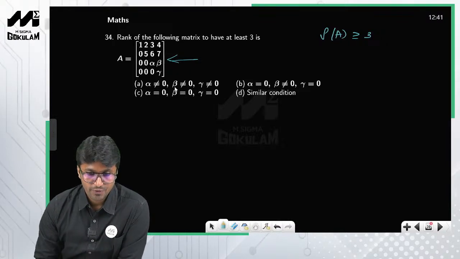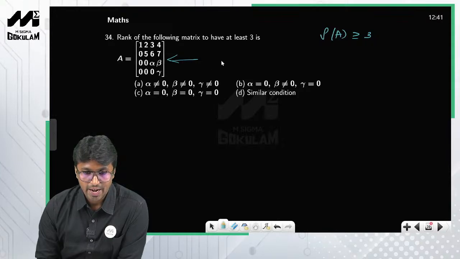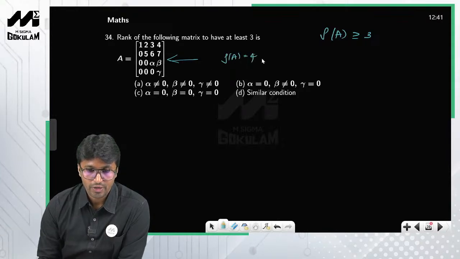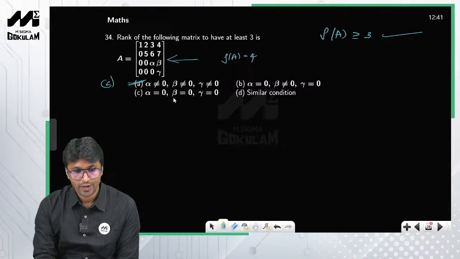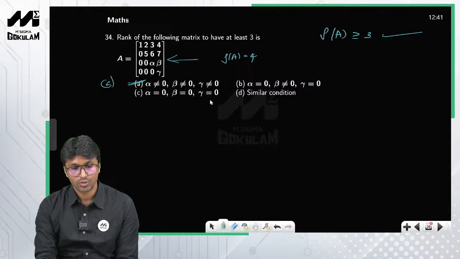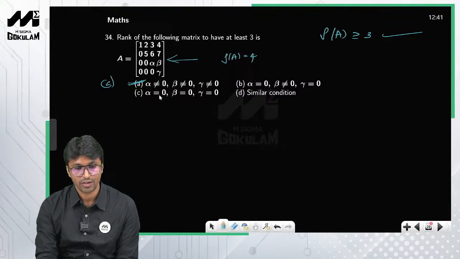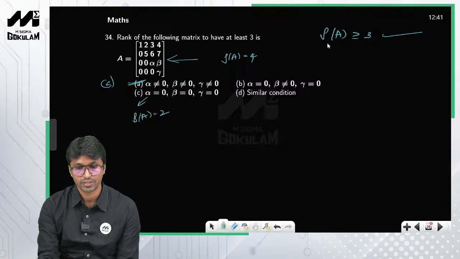If all the values are non-zero, obviously the rank of this matrix will be 4, which satisfies the condition. So option A is a possible answer. Now alpha equal to 0, beta equal to 0 and gamma equal to 0. In that case the rank of the matrix will be equal to 2, which does not satisfy the condition, so option C is not correct.